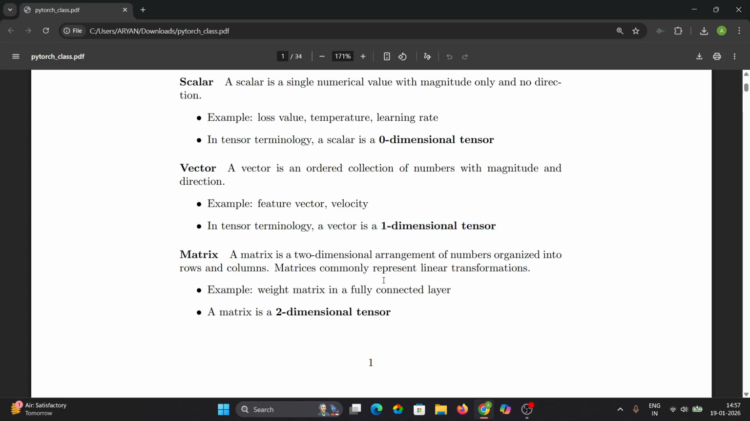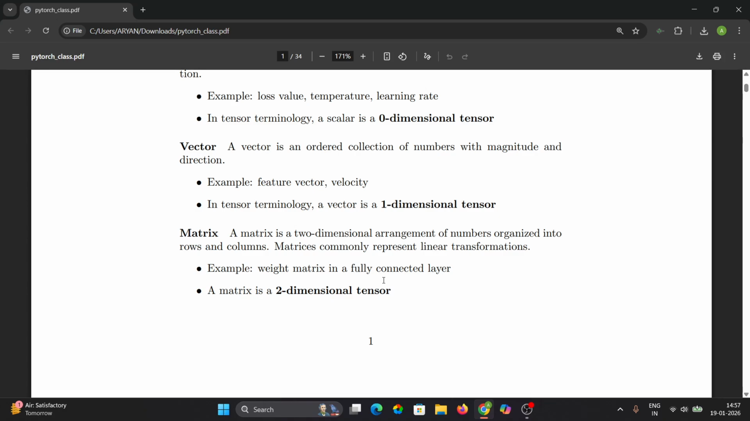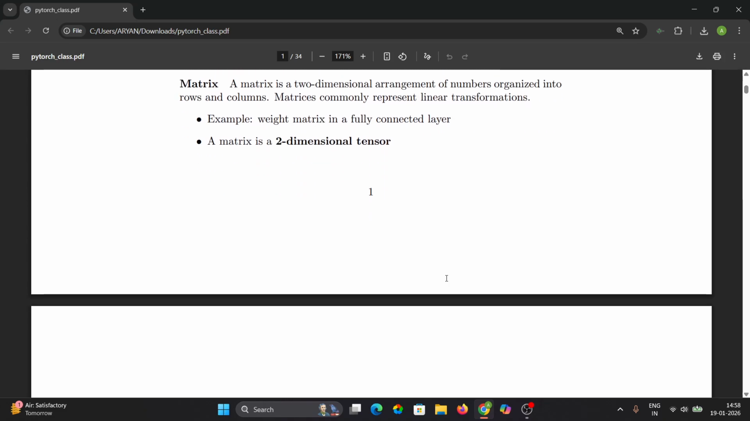Now, what is a matrix? A matrix is a two-dimensional arrangement of numbers organized in rows and columns. A matrix commonly represents linear transformations, such as the weight matrix in a fully connected layer. A matrix is like having m cross n rows and columns. So it is a two-dimensional arrangement, and a matrix is also known as a two-dimensional tensor.